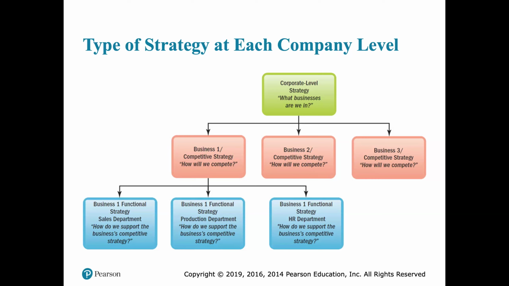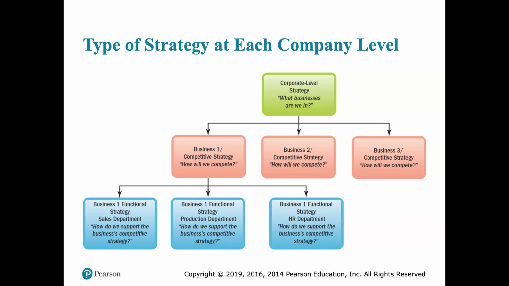And at the next level, at the functional level, you come up with your functional strategy, where the sales department would figure out, how do we support that strategy? If we're going with a competitive strategy of low price, most likely sales is going to be increased. That means, okay, in sales we have to hire more salespeople, like we saw a few slides ago. That's usually what the sales department would determine, right?